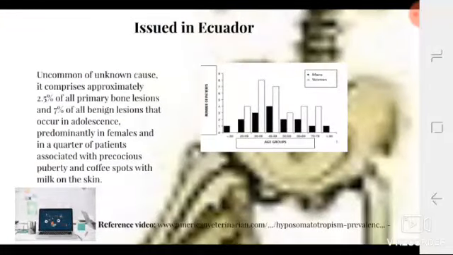Uncommon and of unknown cause, it comprises approximately 2.5% of all primary bone lesions and 7% of all benign lesions that occur in adolescence, predominantly in females, and in a quarter of patients it is associated with precocious puberty and café au lait spots on the skin.